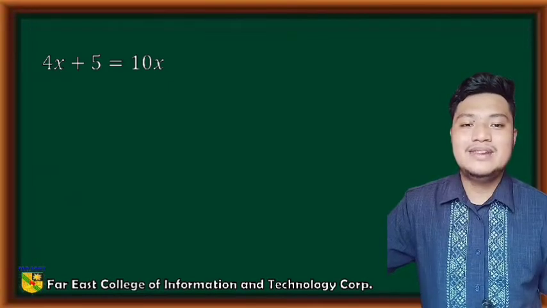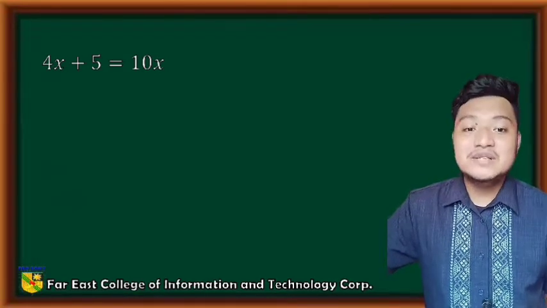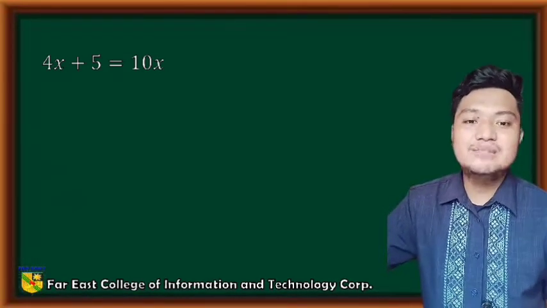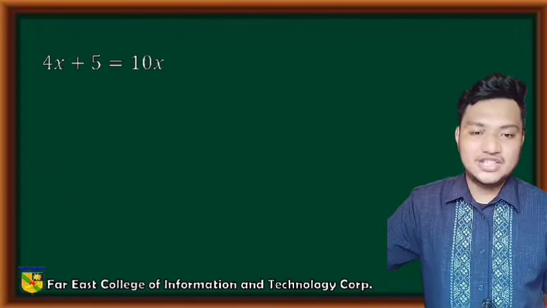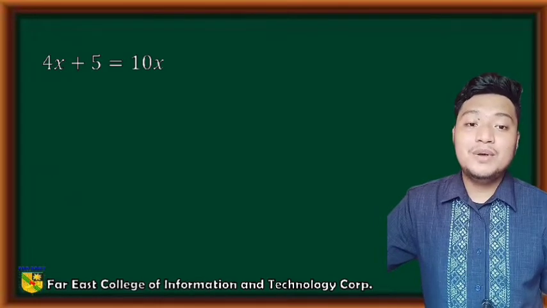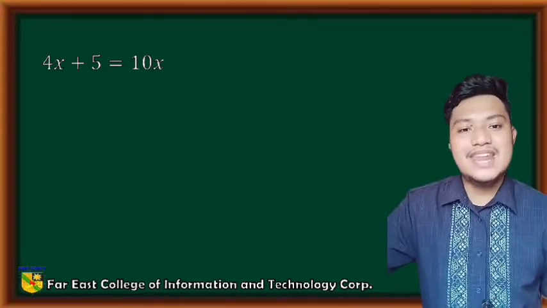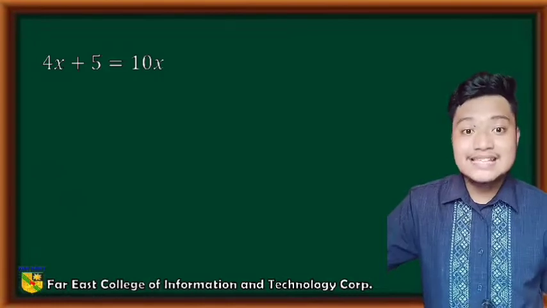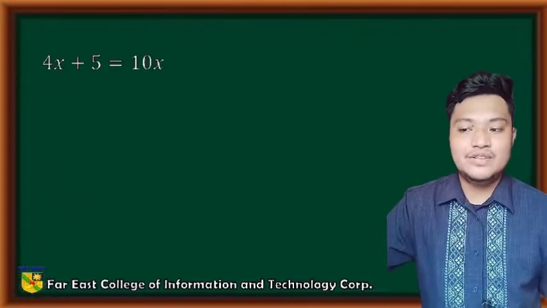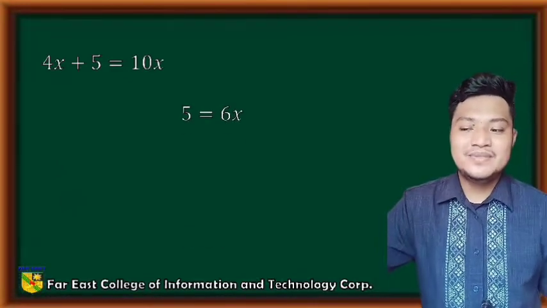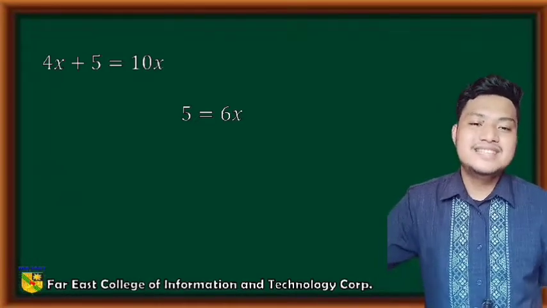So, anong gagawin natin? You need to transpose yung kabila at mag-change po ang kanyang sign. So, si 4x po, i-transpose natin siya dun sa kabila, magiging negative 4x siya. So, si 5 na lang po yung matitira sa other side. So, 5 is equal to 10x minus 4x. Since nag-transpose si 4x, magbabago po yung sign niya. So, 10x minus 4x is 6x. So, matitira na lang natin ay 5 is equal to 6x.